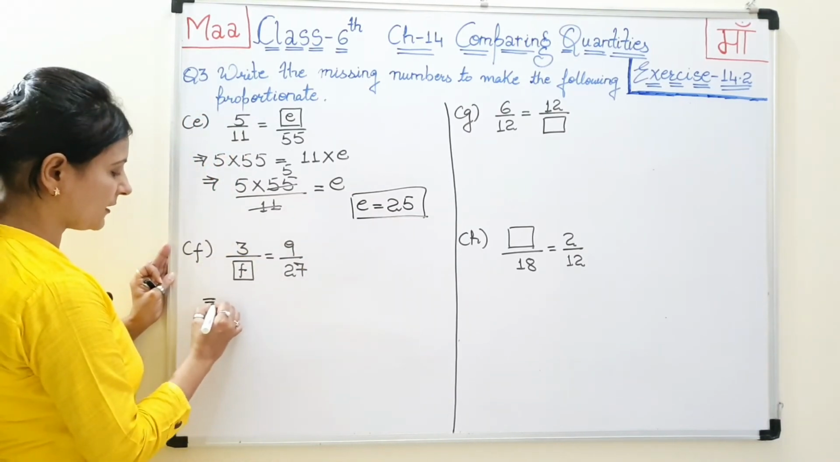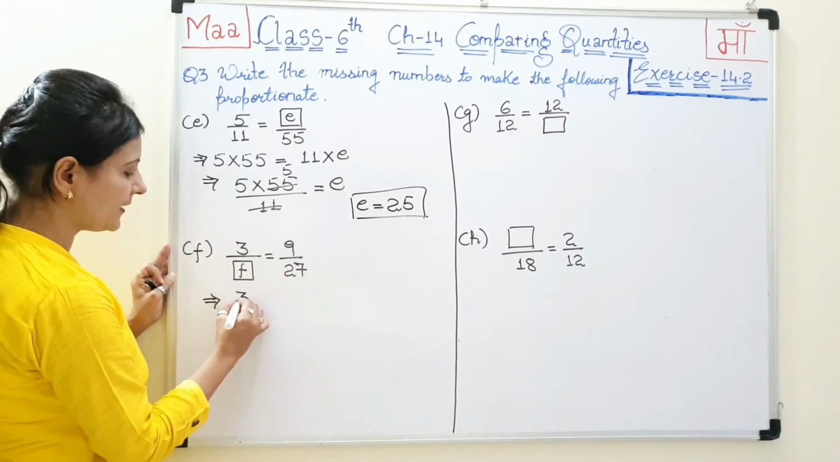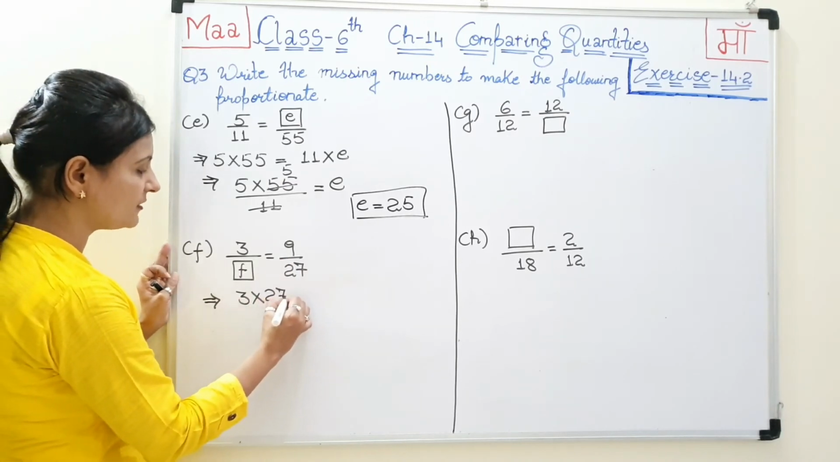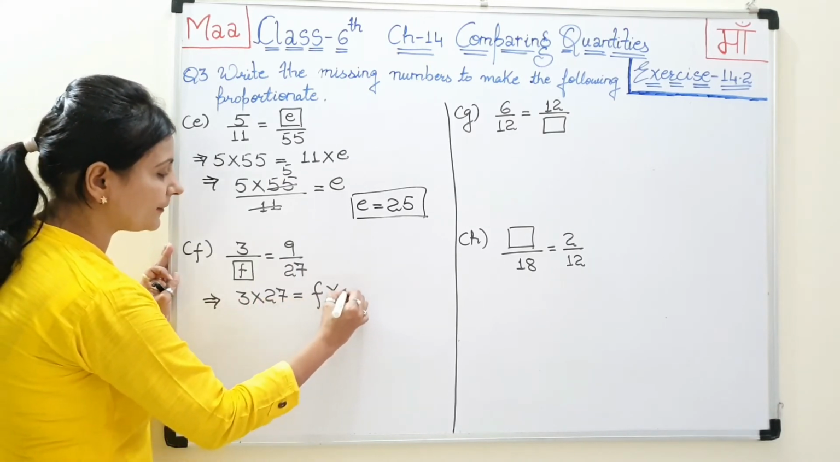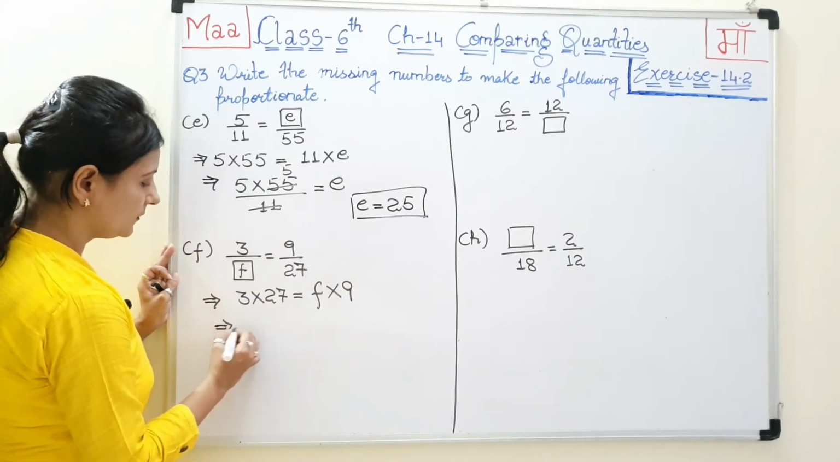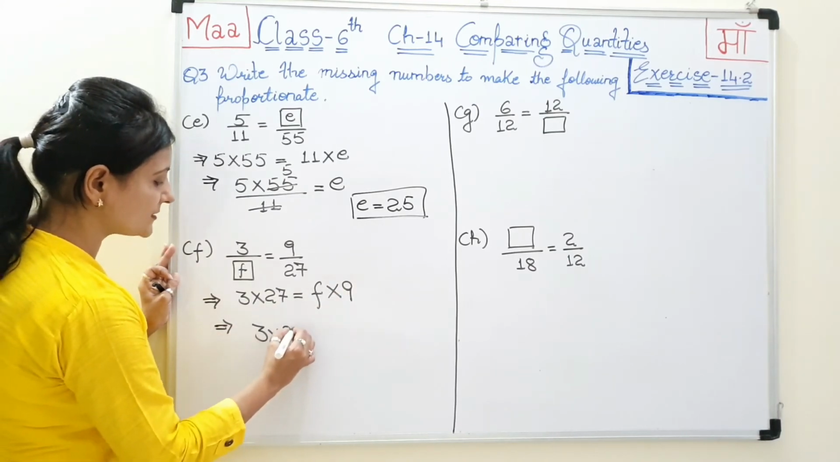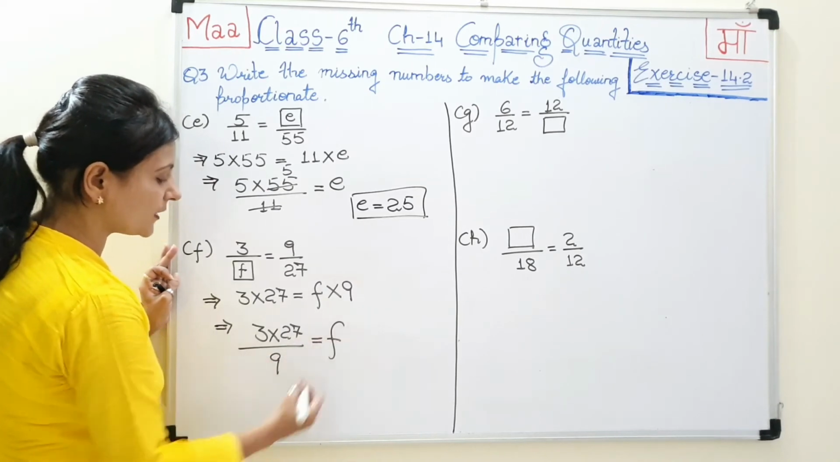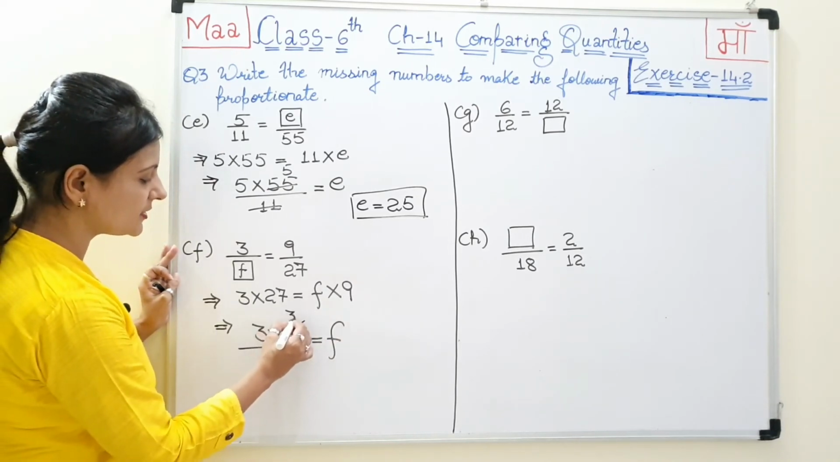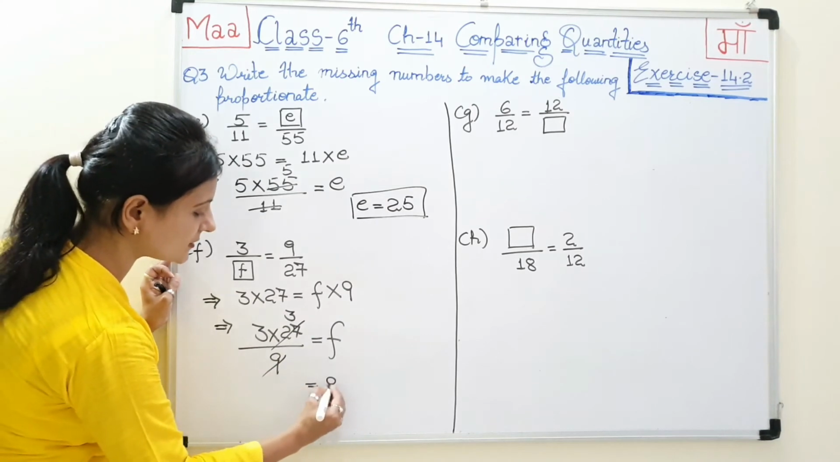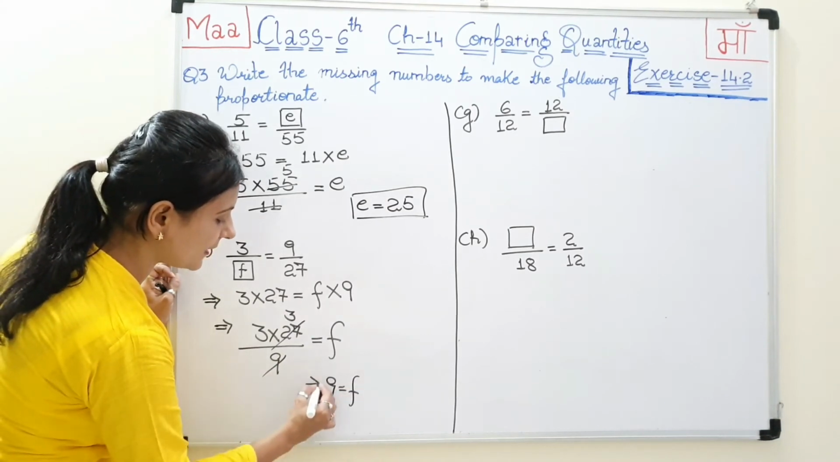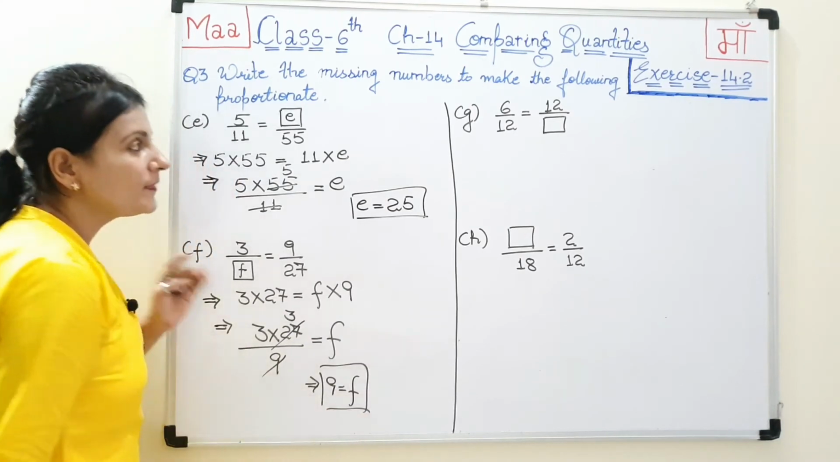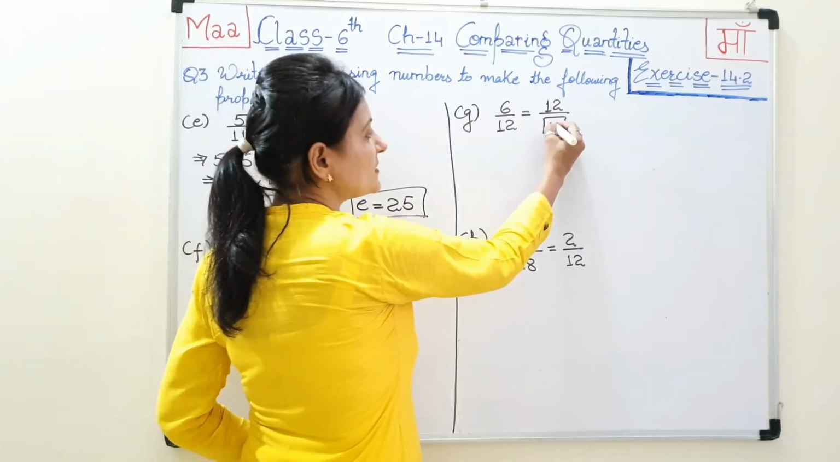Then here this is f part, so we are taking variable as f. Do cross multiply, 3 will be multiplied by 27 and f will be multiplied by 9, then 3 into 27 will come as it is and that 9 will come in the denominator is equal to variable f. 9 1s are 9, 9 3s are 27 and 3 into 3 is equal to 9, which is the value of f.